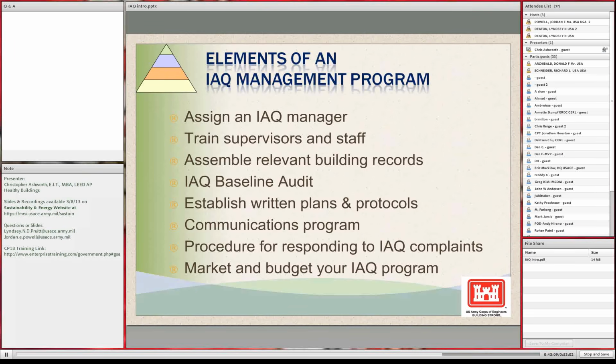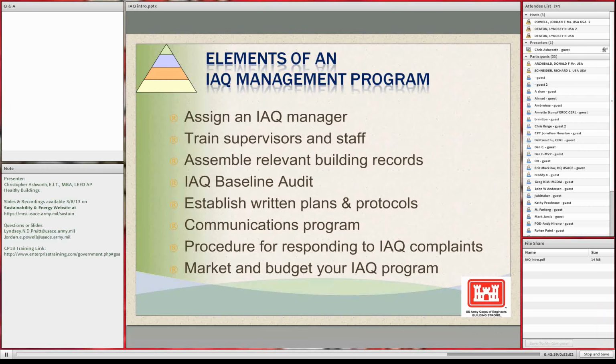I know the GSA does this, I think, like every 4 years. Don't quote me on that. But various indoor air quality baseline audits based on tenancy changes is recommended through ASHRAE 62. It's good practice to see where you stand at that moment in time based on your building's issues and your building's activities. Having written plans and protocols, and having a communications program, bringing it to the attention that you know about this and you're maintaining it and you're managing it.